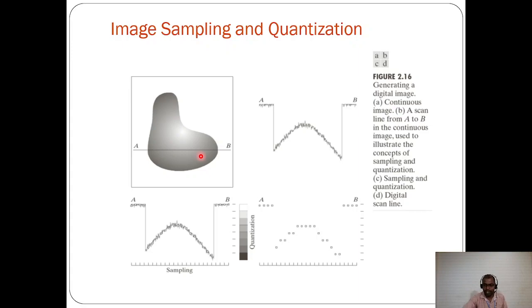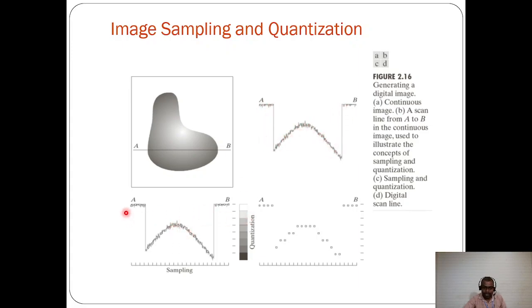So we can see that image. This is now an image, and we draw one scan line from A to B. I can take all the intensity values along this A to B, so we draw the intensity values here. These are the pixels from here to here, and all the pixel intensity values look like this.